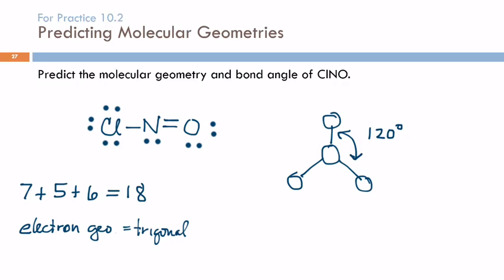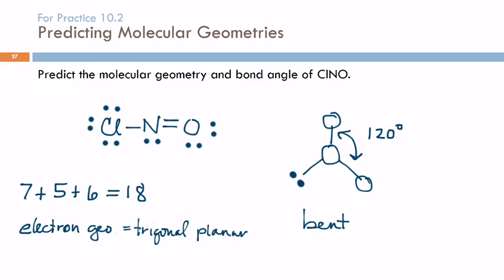We need to know that. So we got the trigonal planar. We have 1 lone pair. So without moving these, we're going to make one of them a lone pair. So here we've got the lone pair. And then to get the molecular geometry, we're looking at the shape of just the atoms, not the lone pair. What's the name of that shape? It's bent. So the molecular geometry is bent.